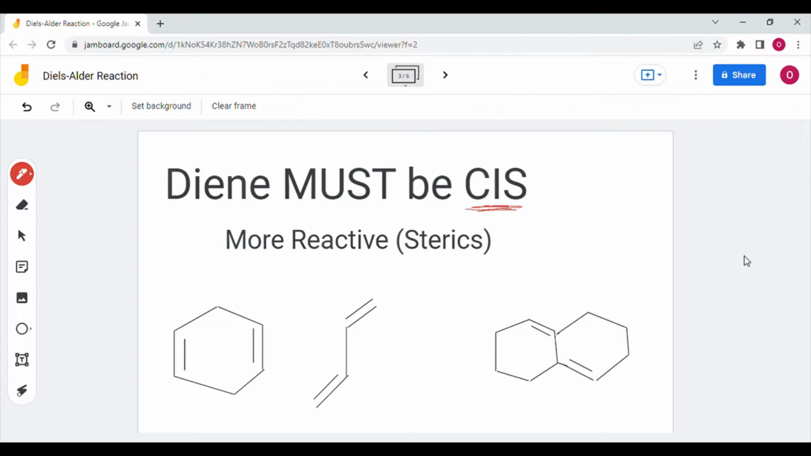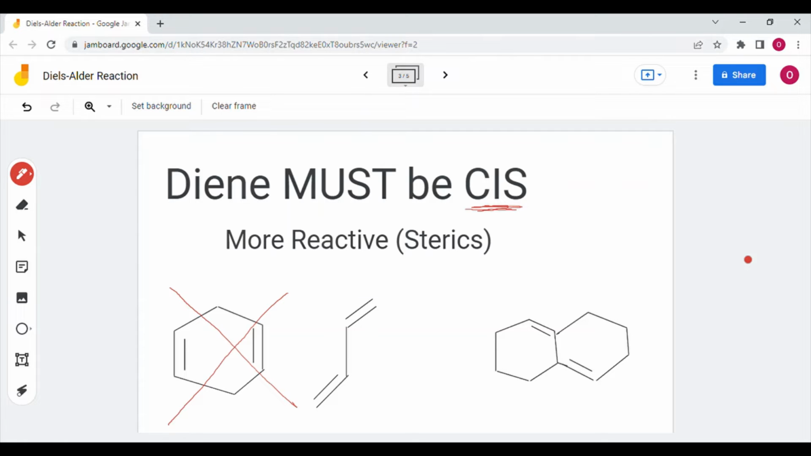So going over the answers, remember what I said about the diene. It must be separated by one single bond only. And if we can see here, we have 1, 2 single bonds, and we also have 1, 2 single bonds here. So because there are 2 single bonds, this cannot undergo Diels Alder. So now let's go on to the second problem.